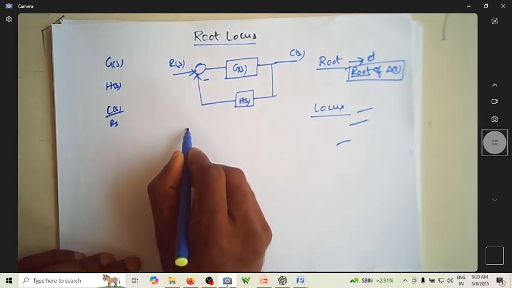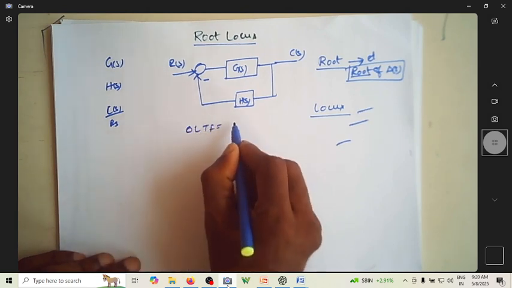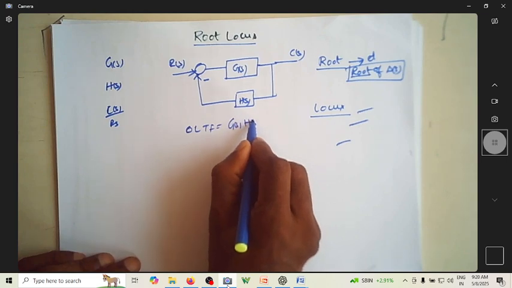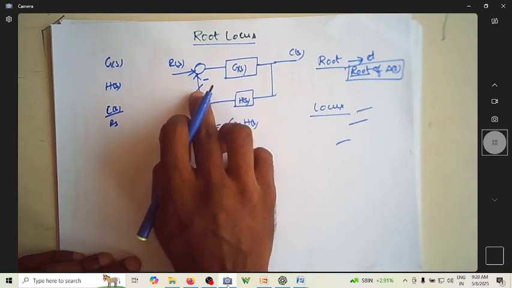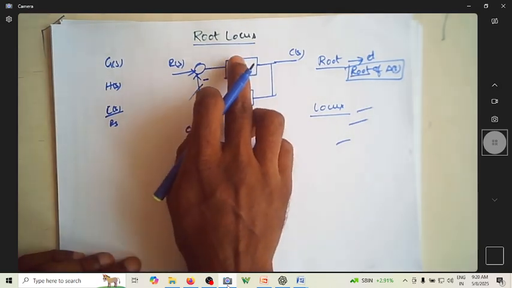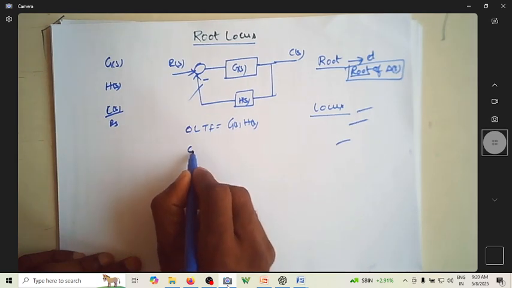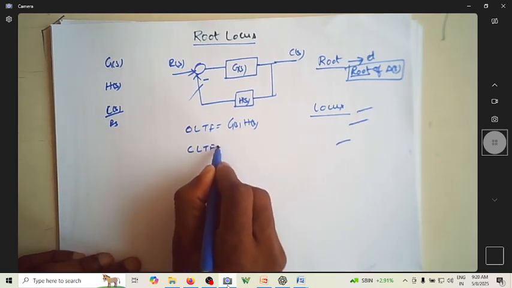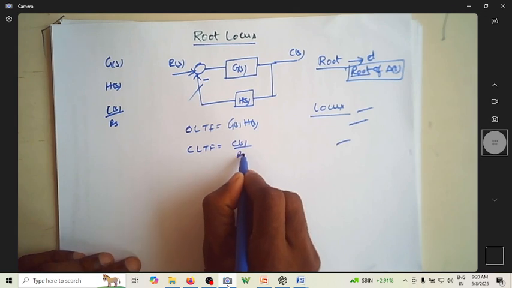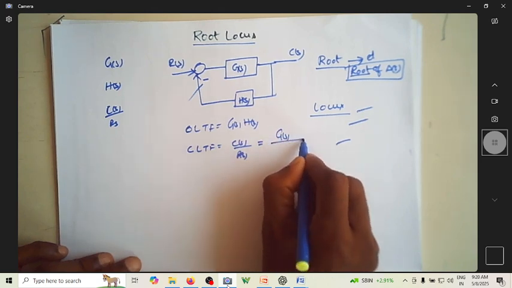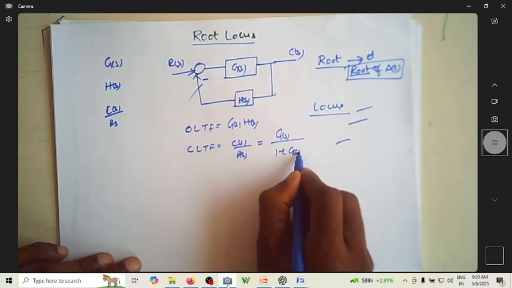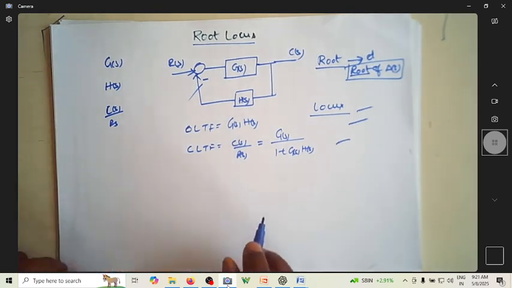We know that open loop transfer function is G(s) into H(s). You open the loop, find out the transfer function till here; it is G(s) into H(s). We also know the closed loop transfer function, which is C(s) by R(s), which can be written as G(s) by 1 plus G(s) into H(s) for a negative feedback.